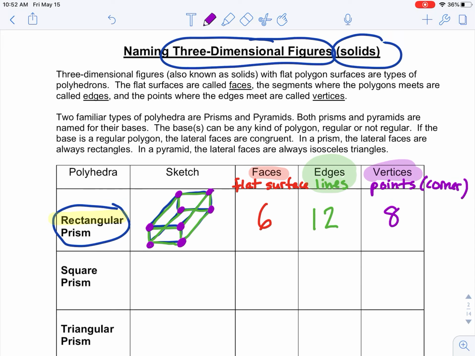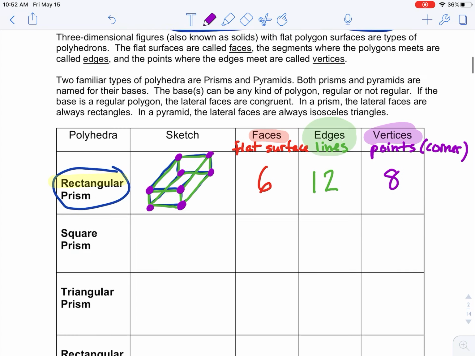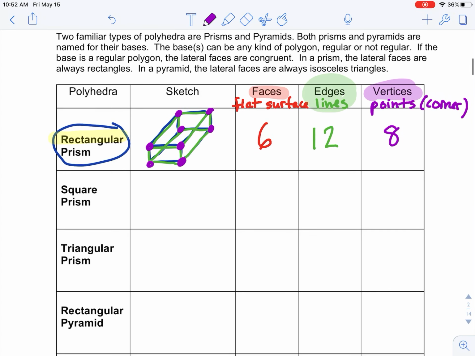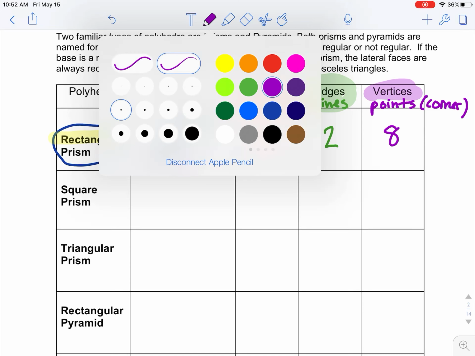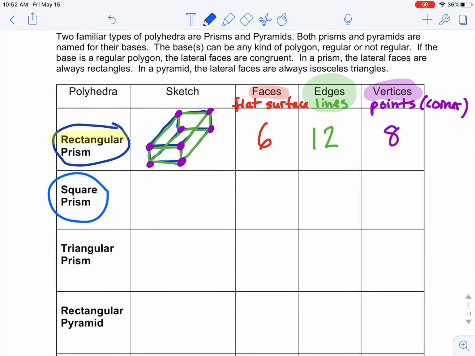Okay, now we're going to do the same thing with all these different shapes. All right, so the next one is a square prism, which is the same. It's just that that base is now going to be a square. So it's a square base and a square top, and it comes down into a square side. This is otherwise known as a cube. Okay, so it looks like that.